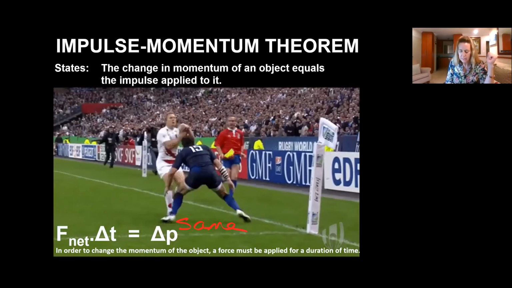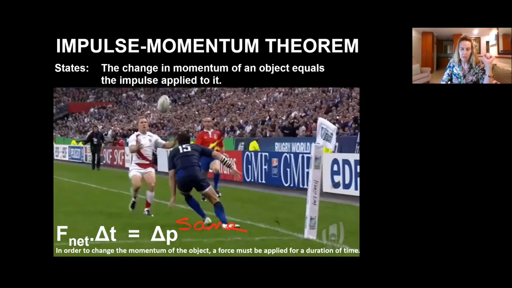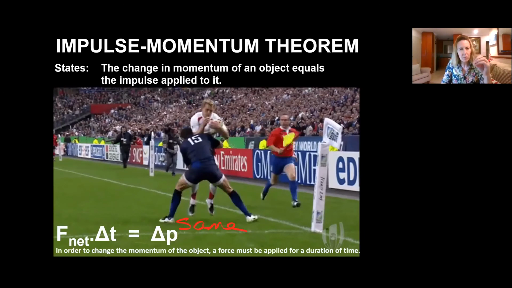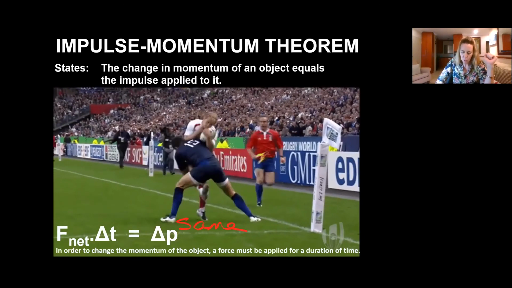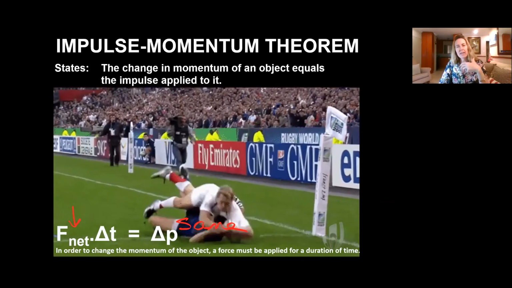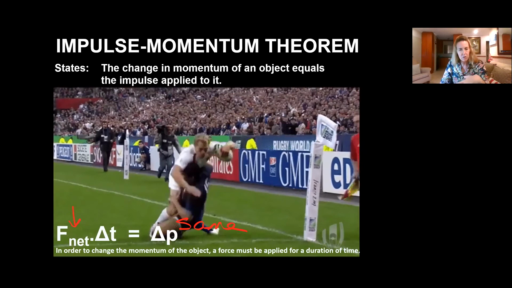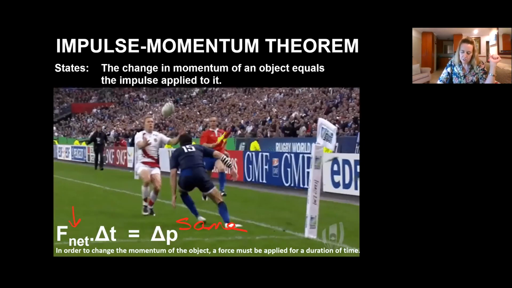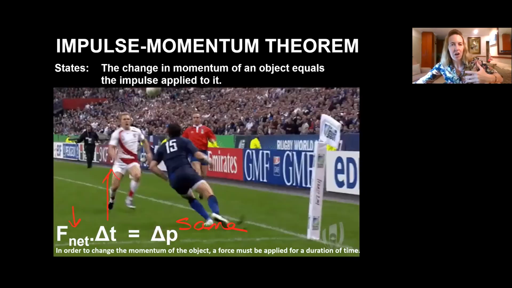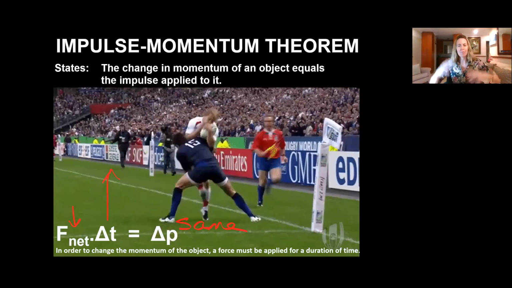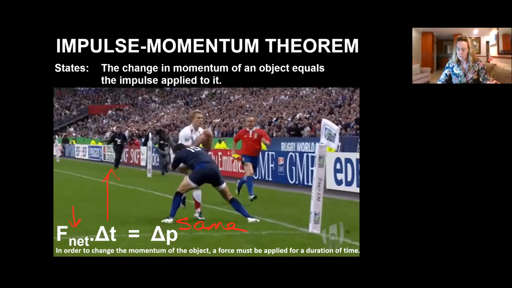You can say, all right, I can only apply a small amount of force. So how will I still bring this rugby player to a halt? I have a small net force that I can exert on this rugby player. In order to bring him to a halt, I just have to apply that net force for a longer period of time to eventually tackle him to the ground and change his momentum from a high value to zero.